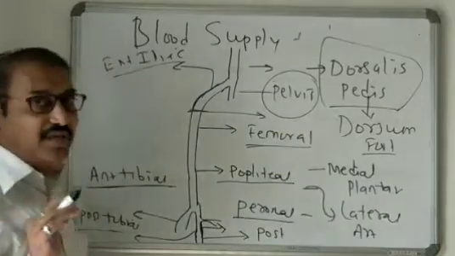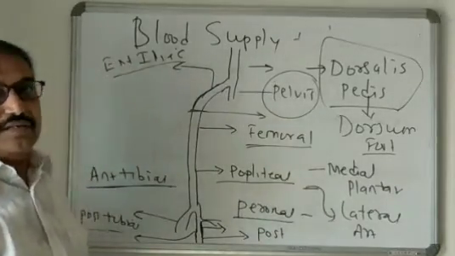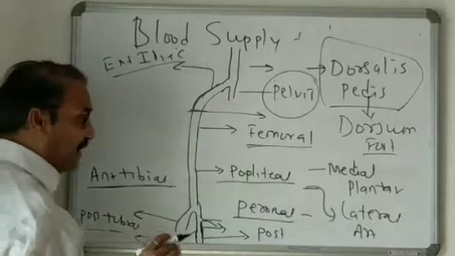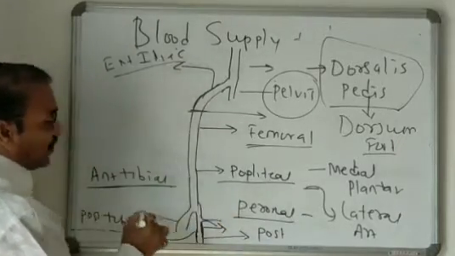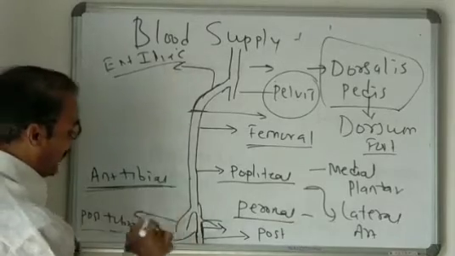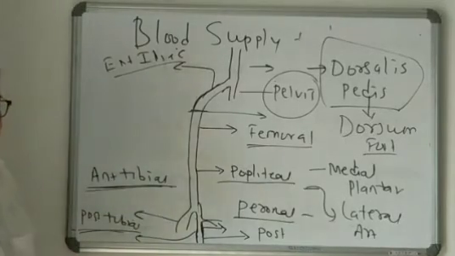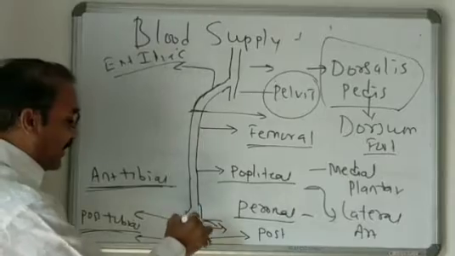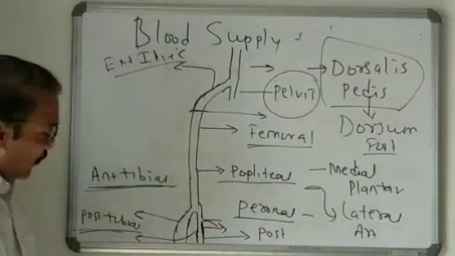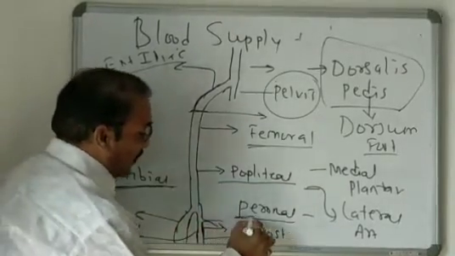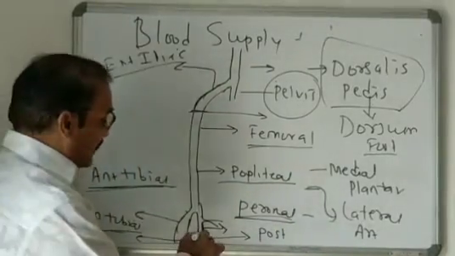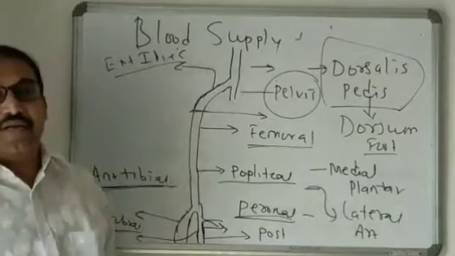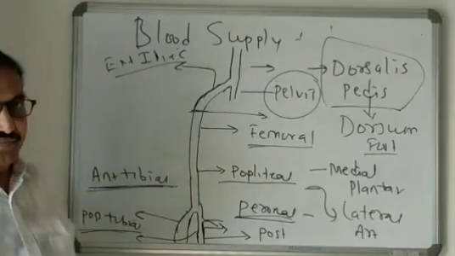It becomes the popliteal artery. It supplies the structures present behind the knee joint. Then it descends downwards and gives two terminal branches, the anterior tibial artery and the posterior tibial artery. The anterior tibial artery supplies the anterior compartment of the leg. The posterior tibial artery gives a peroneal branch, which supplies the lateral compartment of the leg. Then the posterior tibial artery itself supplies the posterior compartment of the leg.